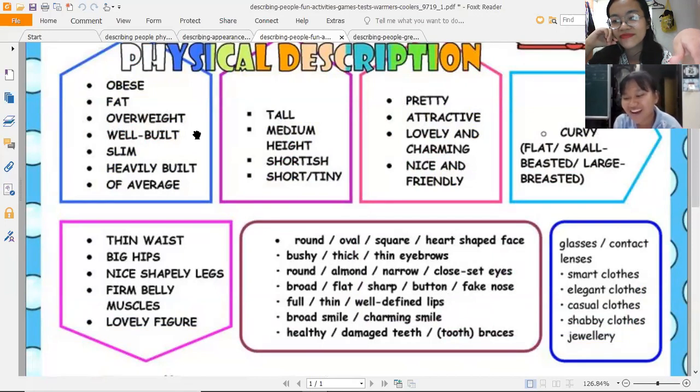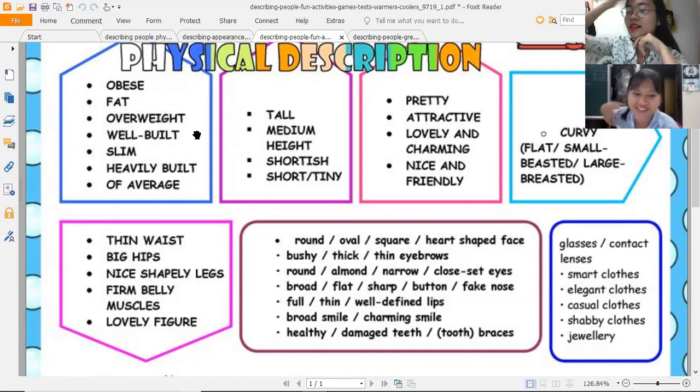How tall are you? I am 1.60 meters. 160 something meters. Okay. You know, everything, I'm too fat now. Me too. Me too.